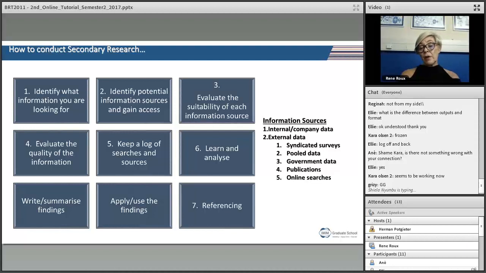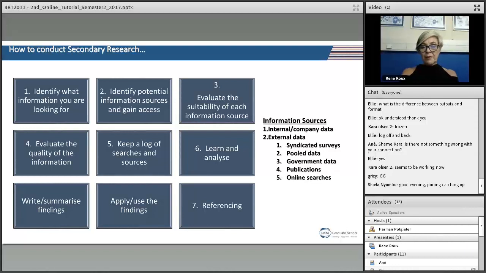External, you can go and look for syndicated surveys. Syndicated surveys means it's 4 or 5 companies that do a research project together. So instead of one motor manufacturing company paying R1 million for the research, 10 motor manufacturers pool together, do one survey, and each of them will pay R100,000, and everyone will have access to the same data.